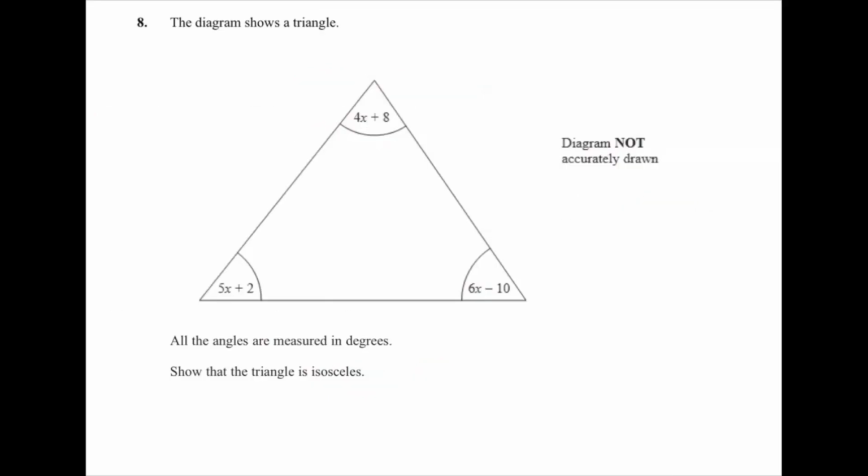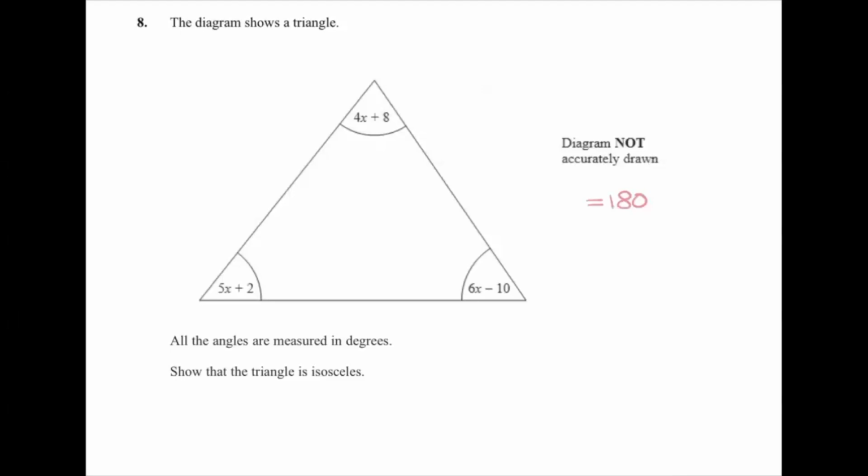Okay, so we're looking at a triangle. We've got expressions for the angles, and we're being asked to show that the triangle is an isosceles. To do that, we're going to need to know the value of x so that we can substitute it in and work out what these actual angles are. So it's an angle question. It's in a triangle. Angles in a triangle add up to 180. So these angles will add up and equal 180.